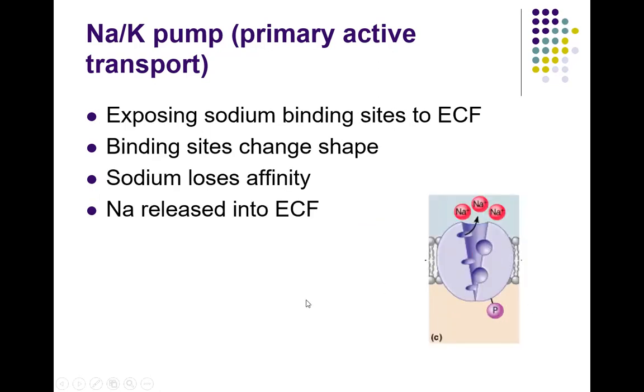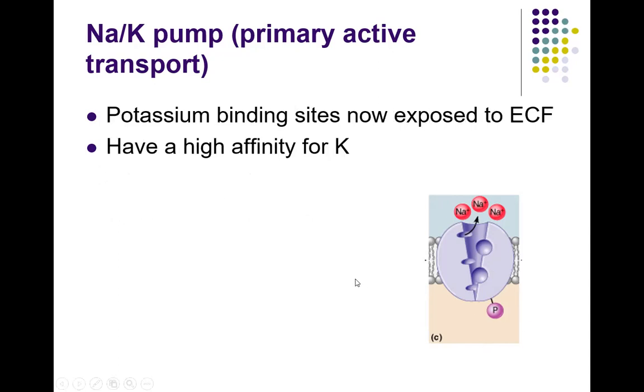When it changes that shape, basically it goes from facing the inside of the cell to the outside of the cell. The sodium binding sites, those active sites, change affinity. They have low affinity now, so the sodium pops out, leaves those sites, and basically the sodium is released into the extracellular fluid. Now you'll notice, once again, we're going through this hopefully a couple times and you'll get it, that the potassium binding sites here now are exposed to the extracellular fluid side, and they have a high affinity. They've changed their shape. They have a high affinity for potassium now. So the potassium would be attracted to these binding sites now, and it's facing the outside there.